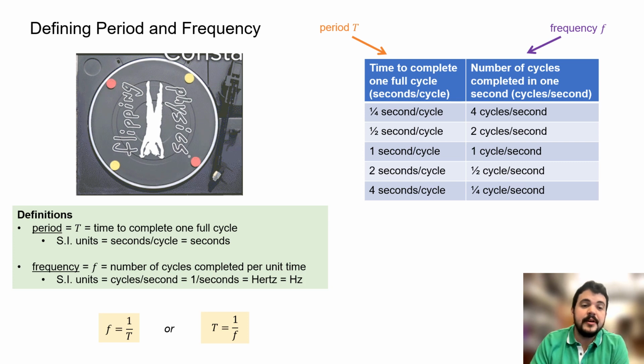So here's our terms, period and frequency, and they are distinct. One is how much time it takes for a cycle, the period, and the frequency is how many cycles you complete in 1 second. So you need to know what both of those are and how to translate between the two. They are inverses of one another.